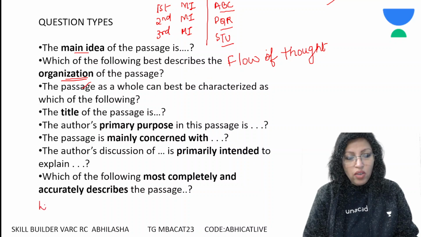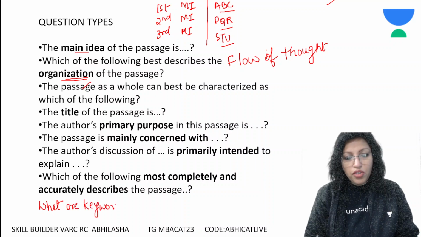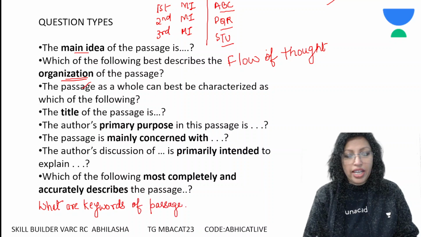So what are the keywords of the passage? I will write this question also. Okay, what are the keywords of the passage? So that also is a question that you will find.